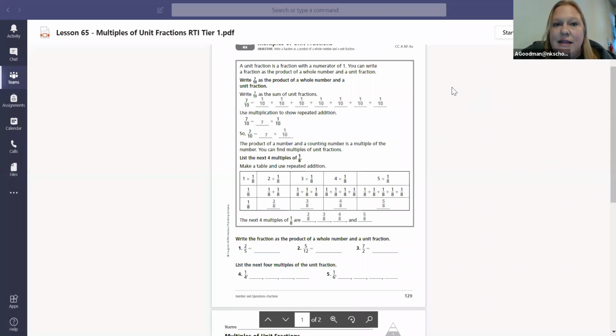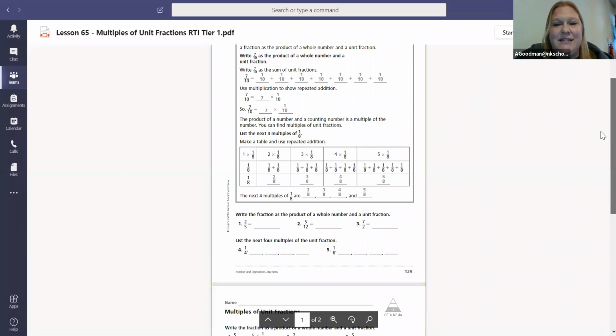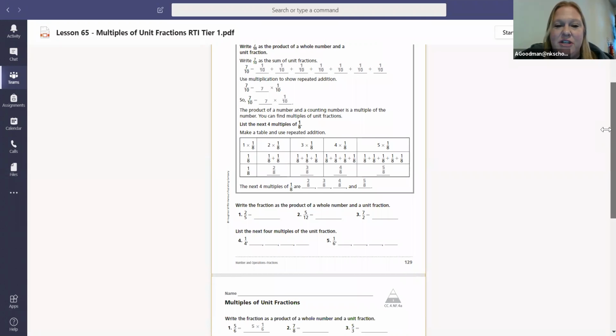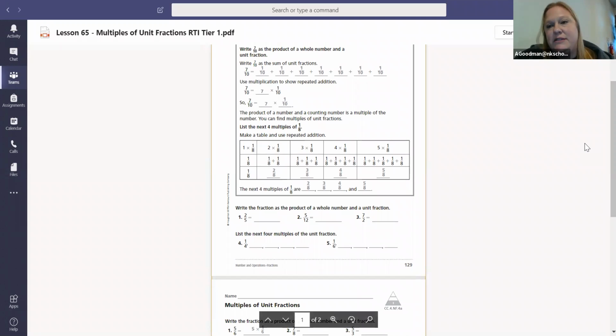All right, lesson 65 is multiples of unit fractions. And this is actually something that we did in class in one of our first lessons on fractions, I believe back in December. So probably it's good to review it now. And actually it's something that the next couple lessons are going to build on.